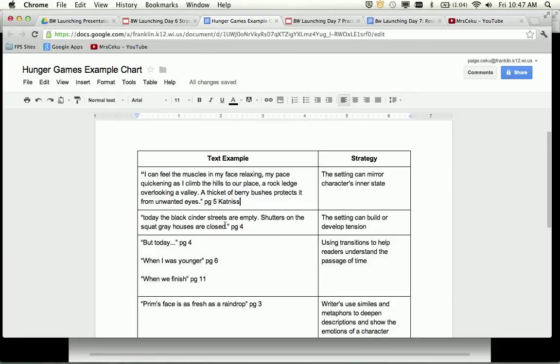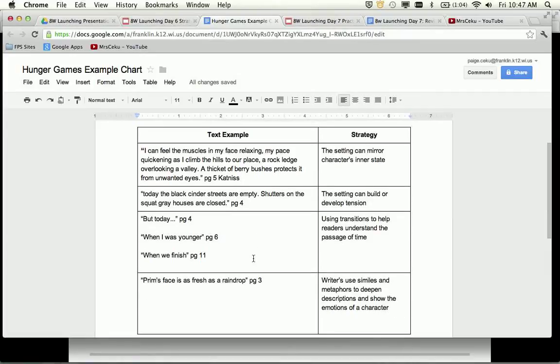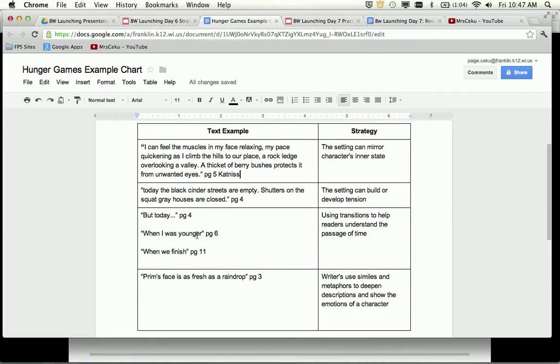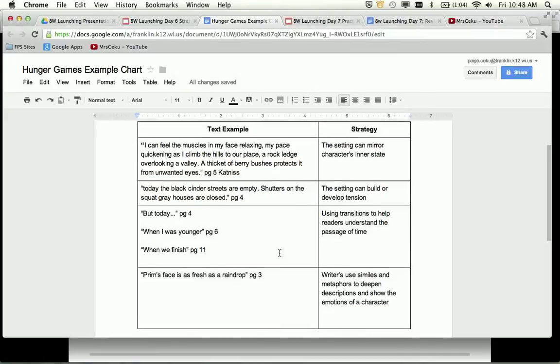"Today the black cinder streets are empty. Shutters on the squat gray houses are closed." If I read that, I can tell something is about to happen, or it's probably not something good. So here the setting can build or develop tension. So you get the sense that something bad's probably going to happen. I look down here, it says, "but today," "when I was younger," "when we finish," those are all examples of transitions to help readers understand the passage of time. Those are very important, and often they are left out of people's writing.